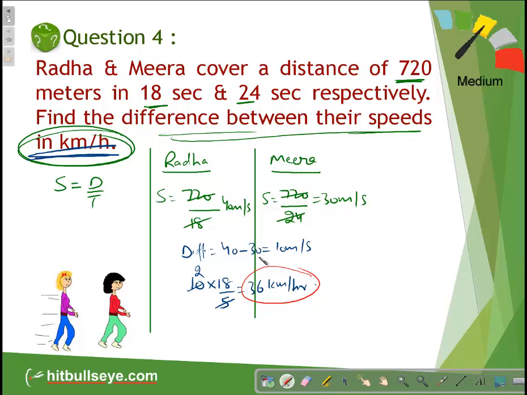Clear, students? Again, what have we learned here? Conversion of the units. Initially distance is in meters, time is in seconds, so speed will be meter per second, and after that again we have applied the same formula.